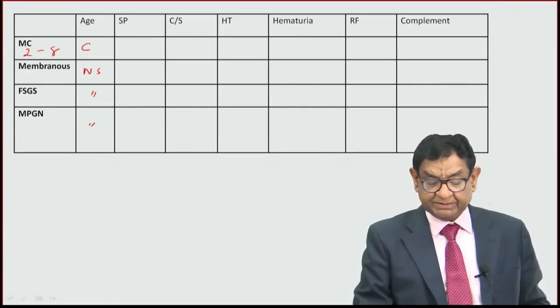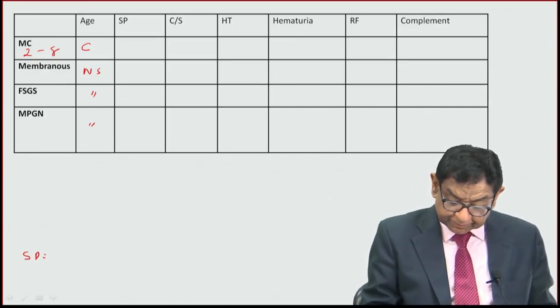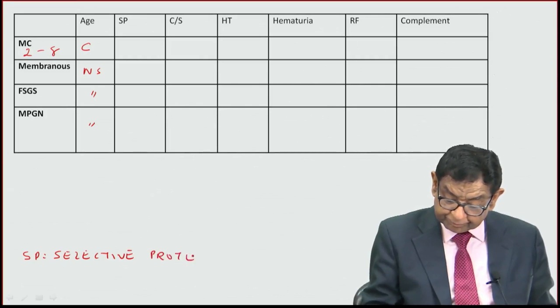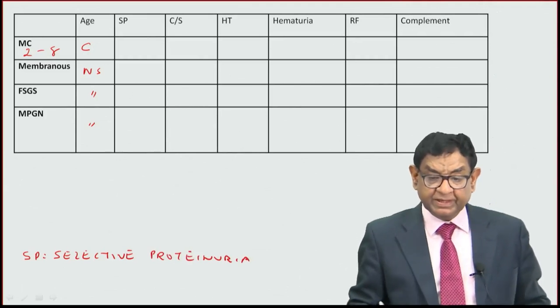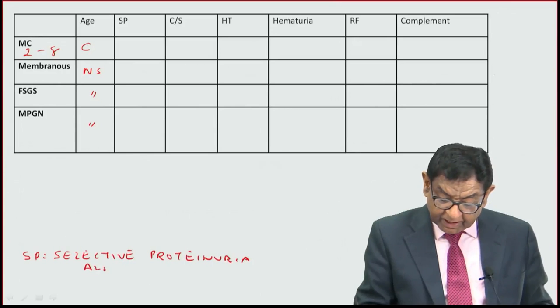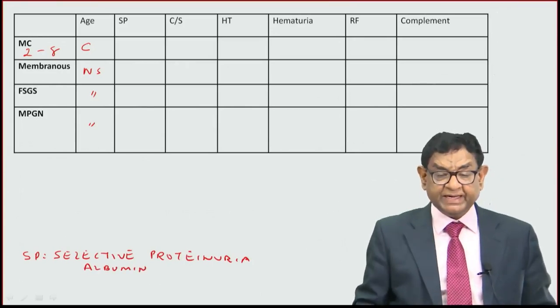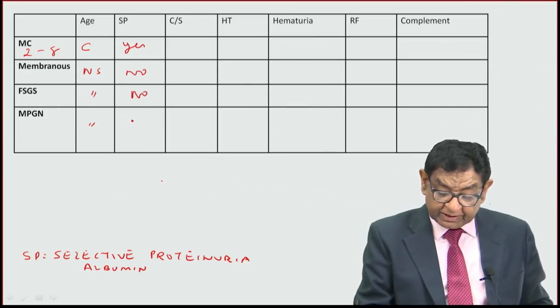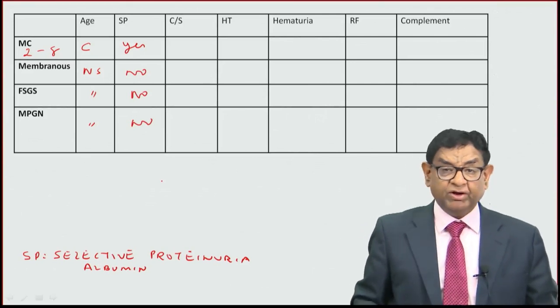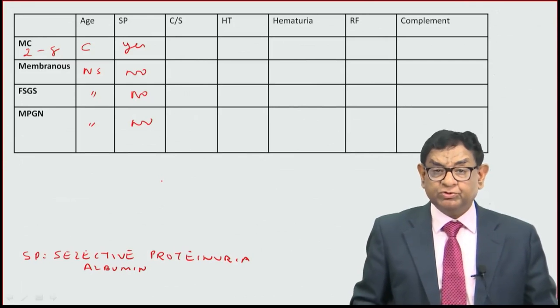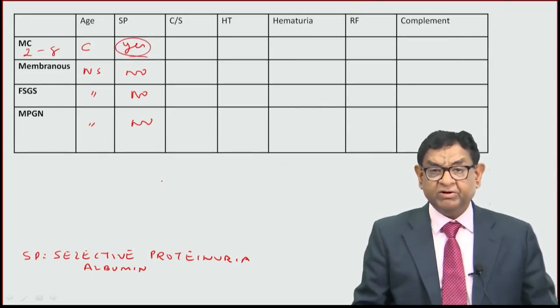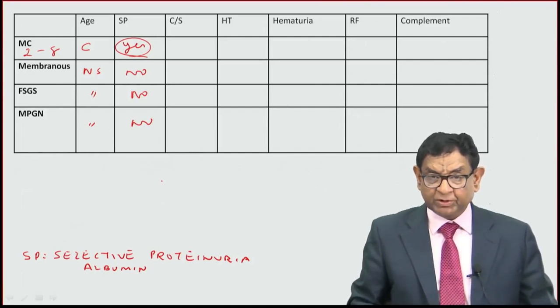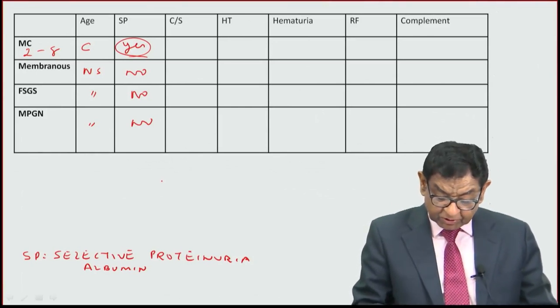Now, selective proteinuria, SP. What do you mean by selective? It means in this, only albumin is coming out of the body. In the urine you are getting only albumin. But in the others it is non-selective, not selective proteinuria. Now let me clarify what non-selective means. Non-selective means other than albumin, other proteins also come out in the urine. What other proteins, I'll talk about a little later. But as of now, when we talk about nephrotic syndrome in children or minimal change, if you test the urine, it will contain only albumin, no other proteins. Response to CS. CS is response to corticosteroid.